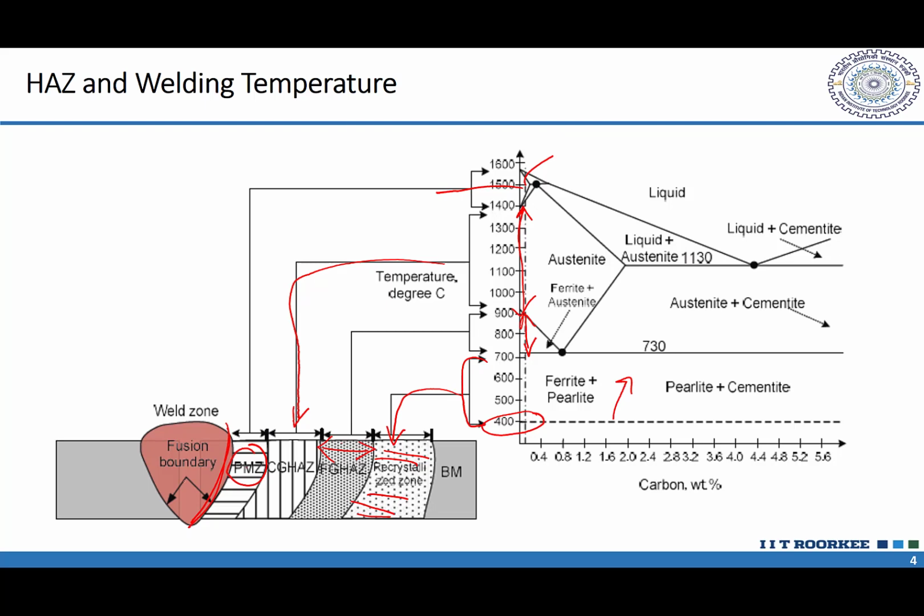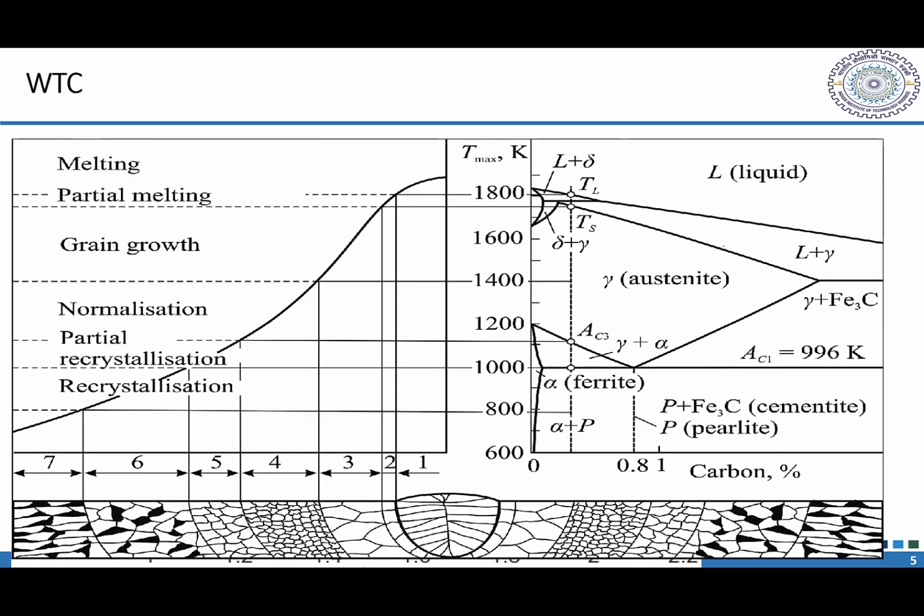Okay, that's how you can relate the welding of steel with the iron carbon diagram and the formation of the different zones. Okay, that is one. And the same thing I have shown using another diagram. This is the center, and what you can see here, this is the liquidus one. So the partial melting is taking place here between the liquidus and solidus. So this is the PMZ or partial melting zone.